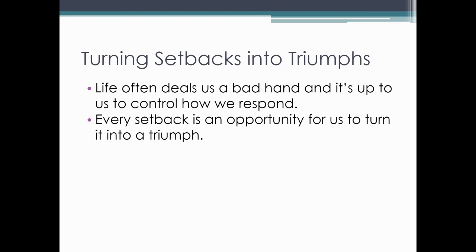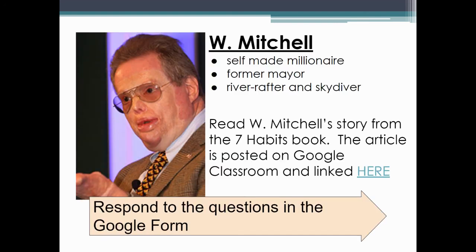So next, we're going to talk about turning setbacks into triumphs, and we're going to read somebody's example. Life often deals us a bad hand, but it's up to us how we control our response. Every setback is definitely an opportunity for us to turn it into a triumph. And although it's difficult, sometimes other people have much more difficult scenarios than we do. So we're going to read about somebody. His name is W. Mitchell. He is a self-made millionaire, a former mayor, a river rafter, and a skydiver, and he has had it pretty rough. You can see in his photo there, he's had some real difficulties in his life.